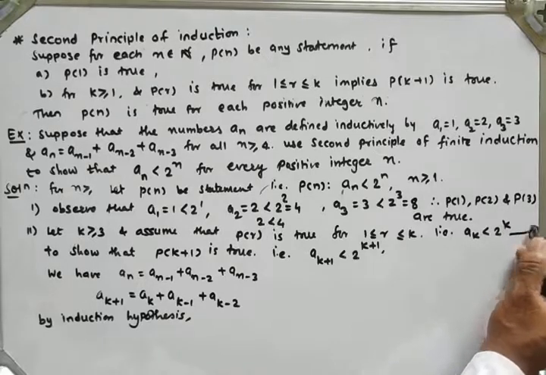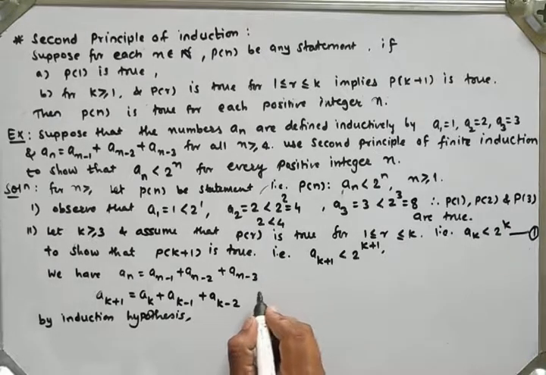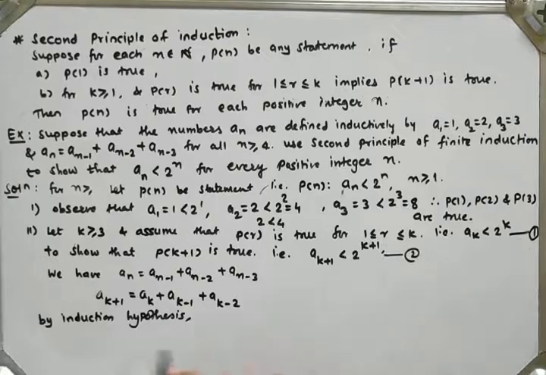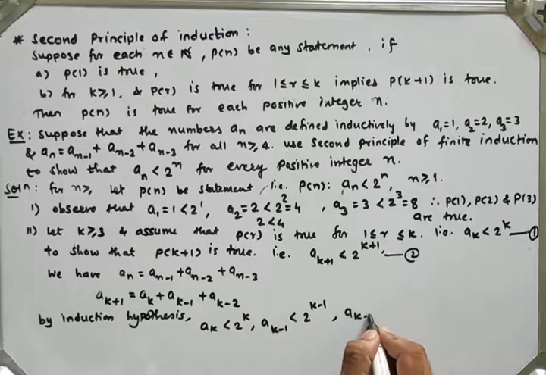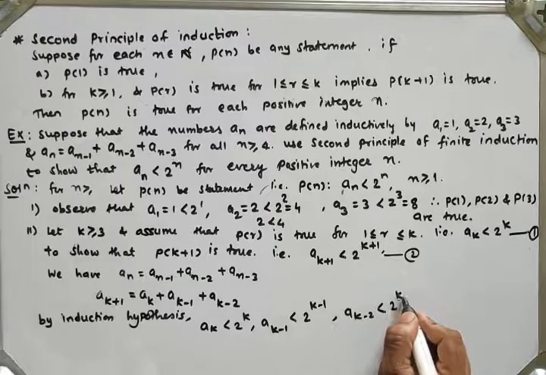This is equation number 1 and we have to prove equation number 2, right? So from the induction hypothesis we know that a_k is less than 2^k. Next, a_(k-1) is less than 2^(k-1) and a_(k-2) is less than 2^(k-2), right?